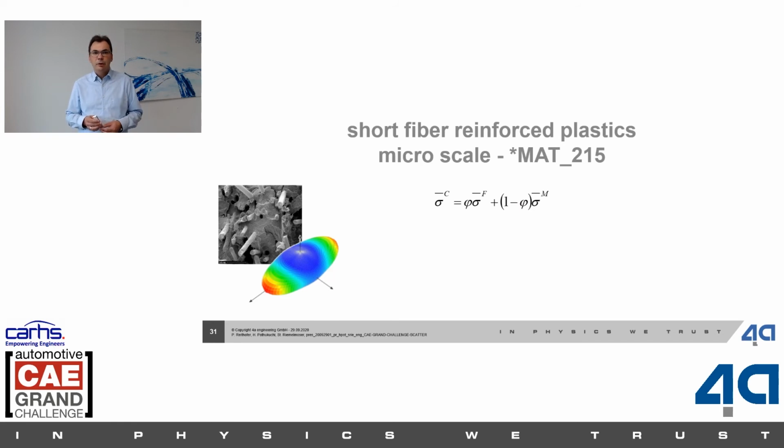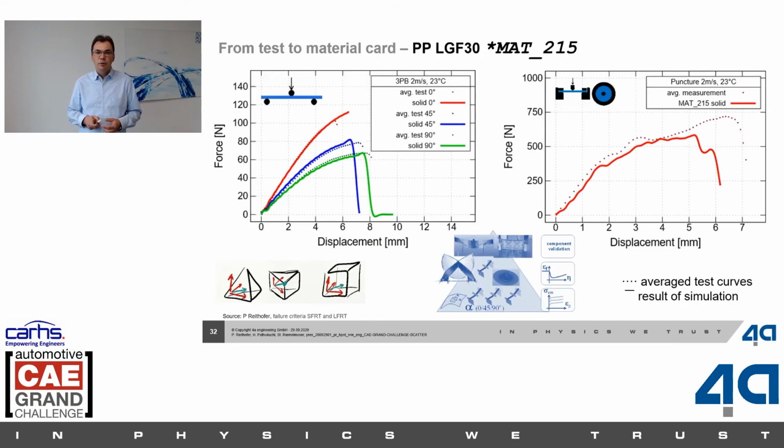If you want to go deeper, we could also use a microscale approach, which is provided by MAT 215 in LS-DYNA. This material model is based on a homogenization and a Mori-Tanaka mean field theory. So we take the fiber and the matrix material itself into account. If you're using such a material model, you can describe quite well the material behavior that you measure for 3-point bending in different directions and for the puncture test. So quite close agreement between the simulation and the averaged test curves.